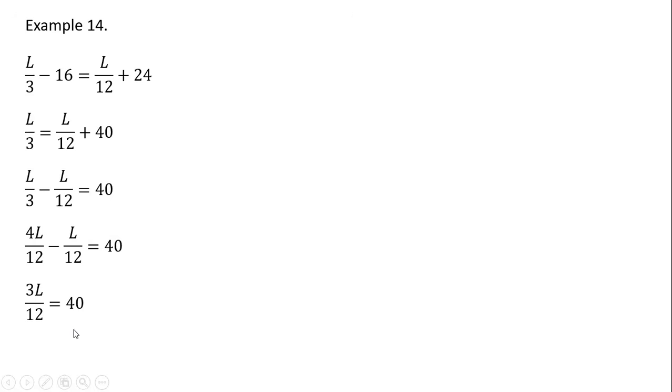Let's multiply both sides through by 12 divided by 3. So multiplying both sides through by 12 divided by 3, that's just going to give us 160.